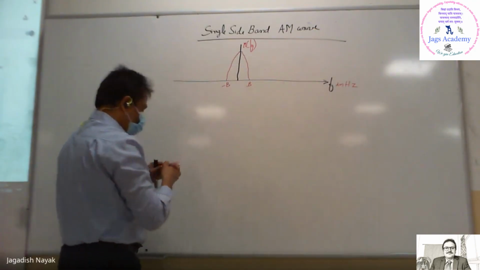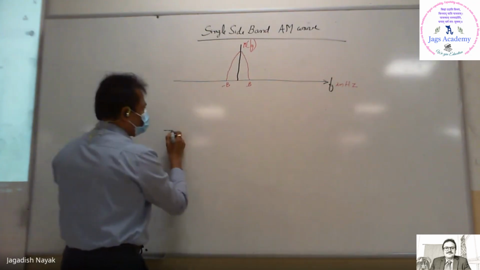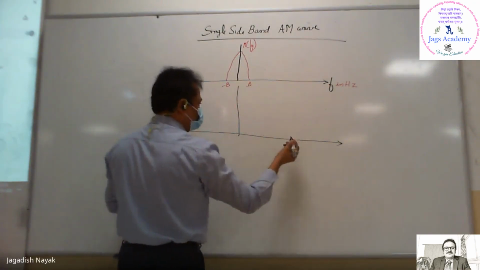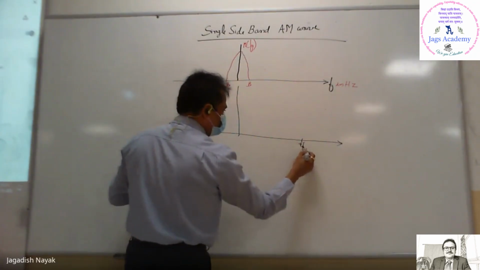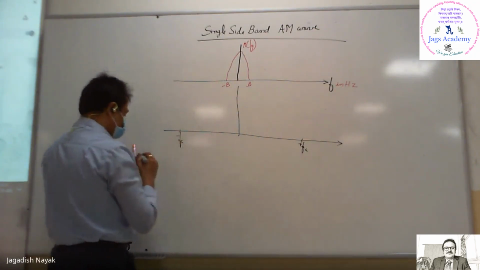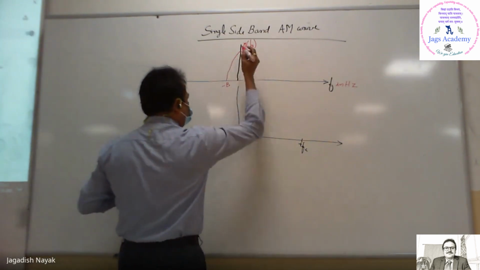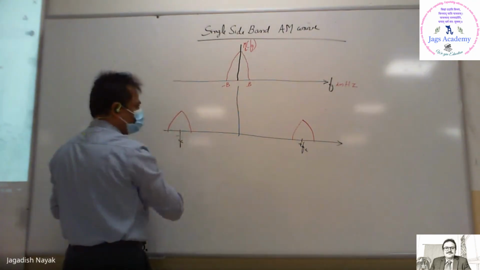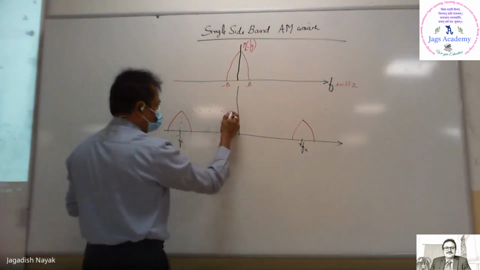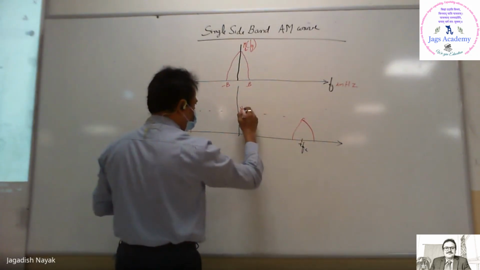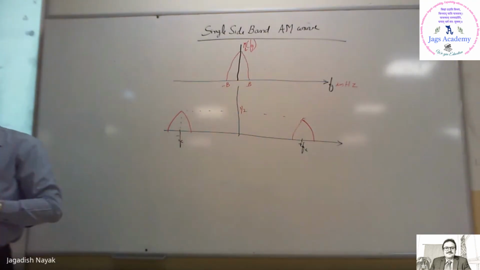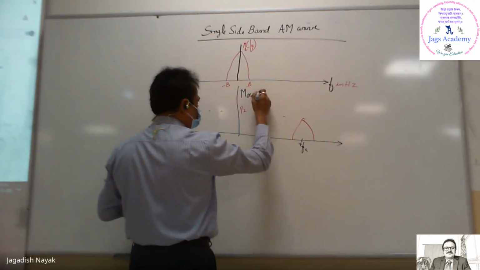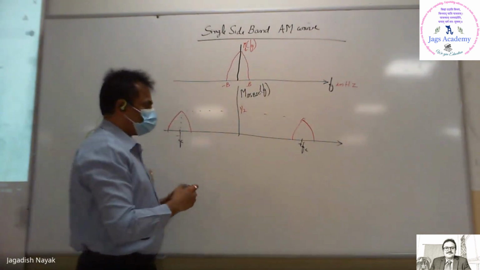Now, all of you know that after double sideband suppressed carrier modulation, it will become a passband signal. Let's say at fc and somewhere at minus fc. Suppose if its amplitude is 1 here, it will become like this. This is actually the spectrum of the DSBSC waveform. This is f in hertz.